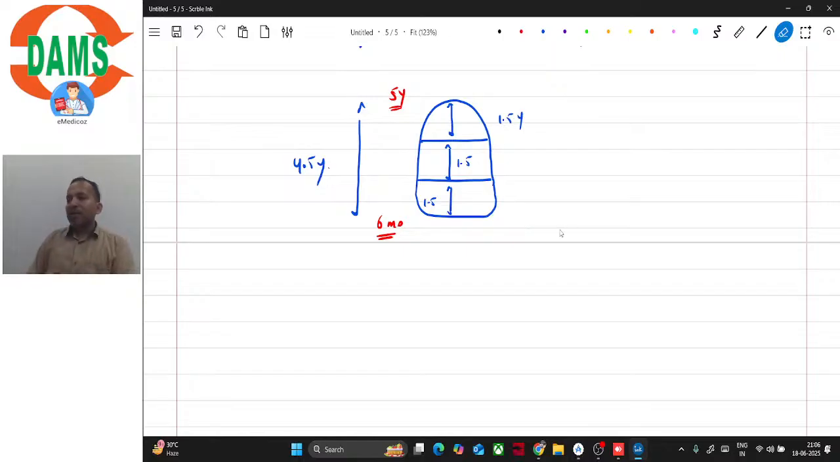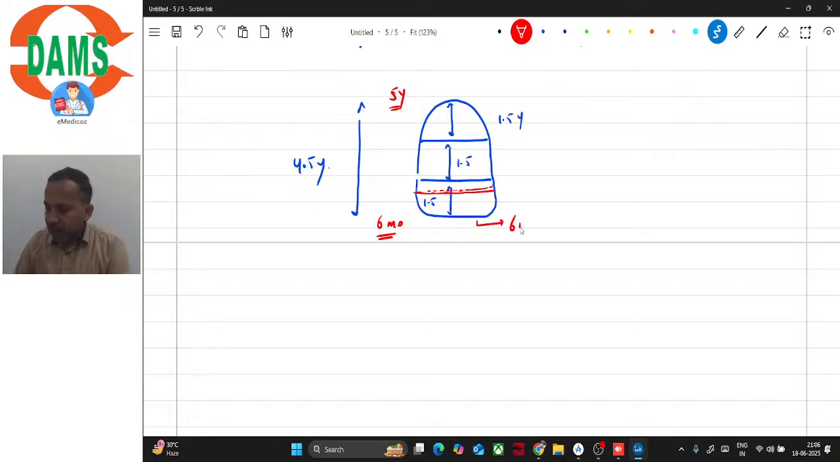ठीक है, तो 4.5 years में टूथ कंप्लीट हो गया. 1.5 years के अंदर इसमें 3 सेक्शंस कर लिए. Right now, let's say the defect is somewhere around here, as we have drawn in the last picture. So at what age do you think this defect has occurred?